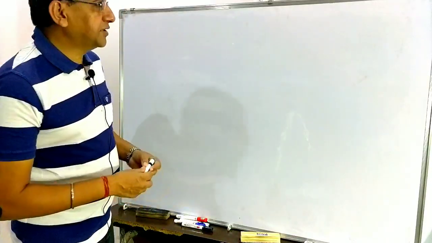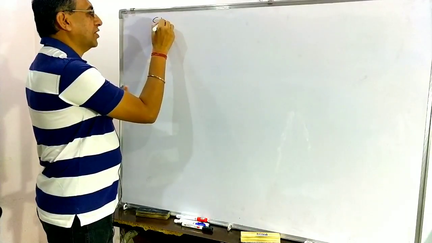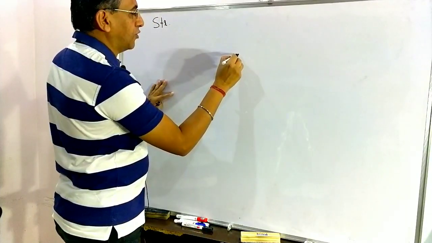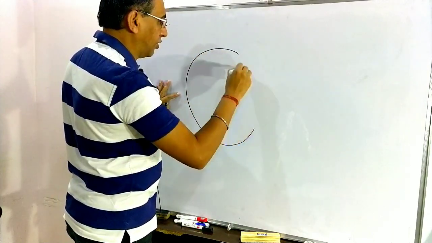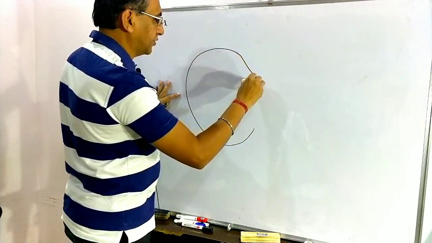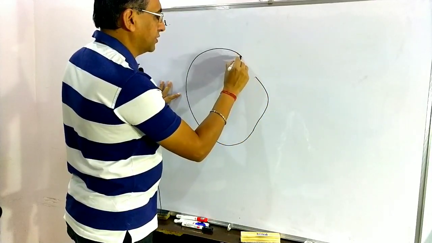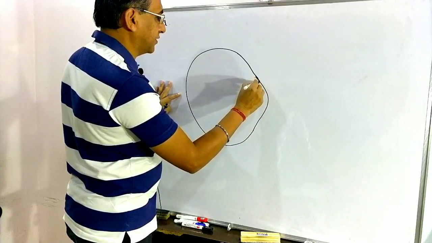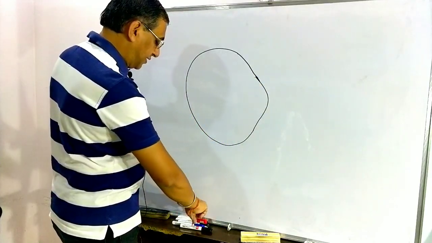In the last class we started the structure of the eye, and we have completed the outermost layer of the eyeball, that is the sclera. It is the complete layer of the eyeball, and at the anterior side it continues as the cornea here. Now we have discussed the second layer of the eyeball.